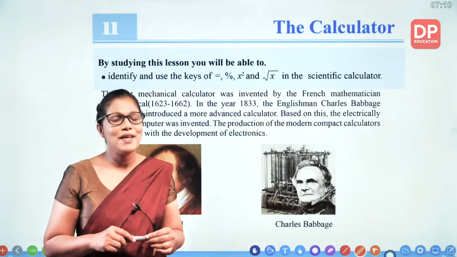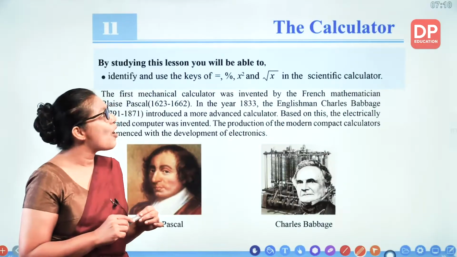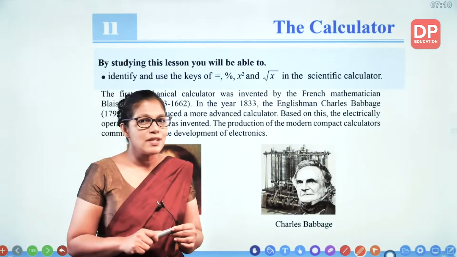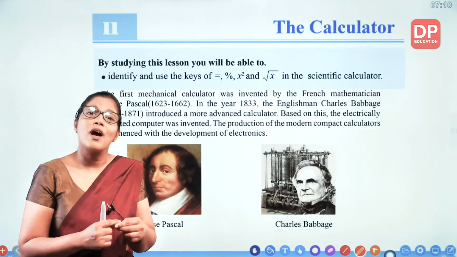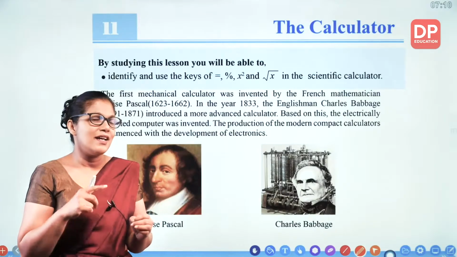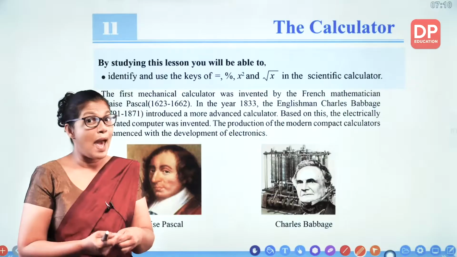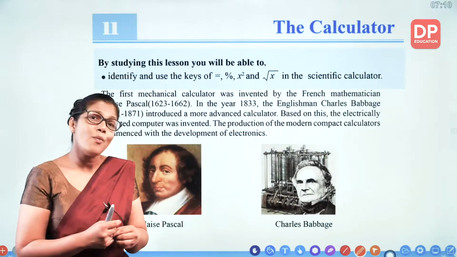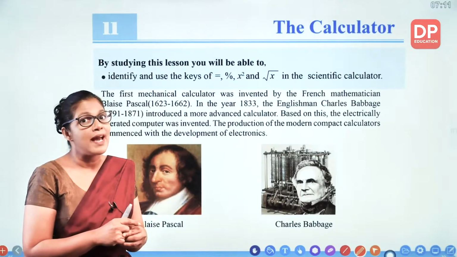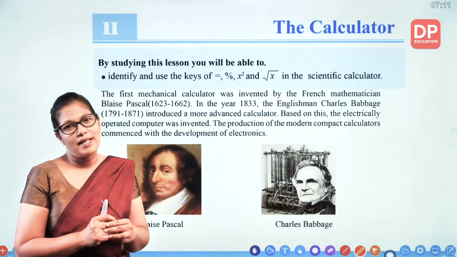Hello students, today I am here to teach you chapter 11 in your textbook, that's about the calculator. Early days people used stones to count. Then later they used fingers to count. Later on, the Chinese introduced the abacus and now we are using the calculator. Earlier the ordinary calculator, now we are using the scientific calculator.